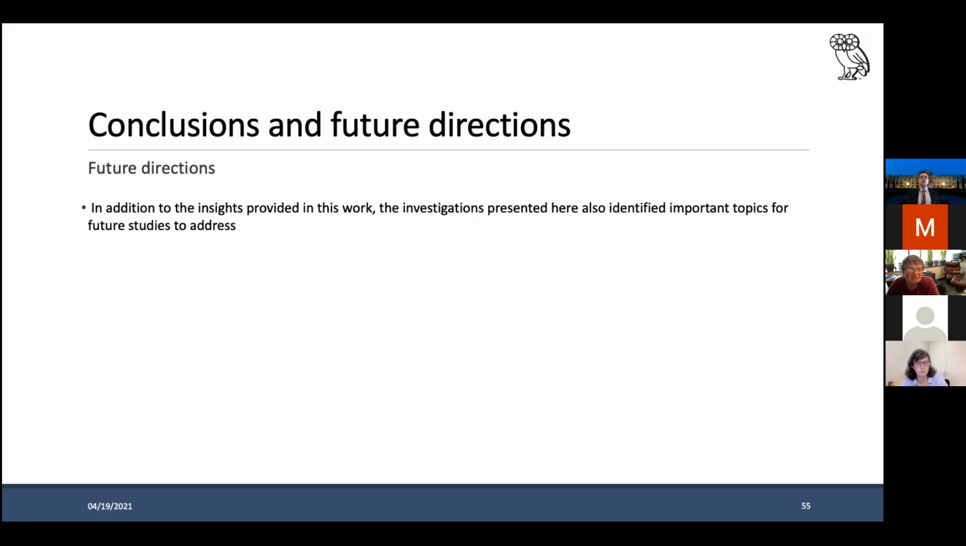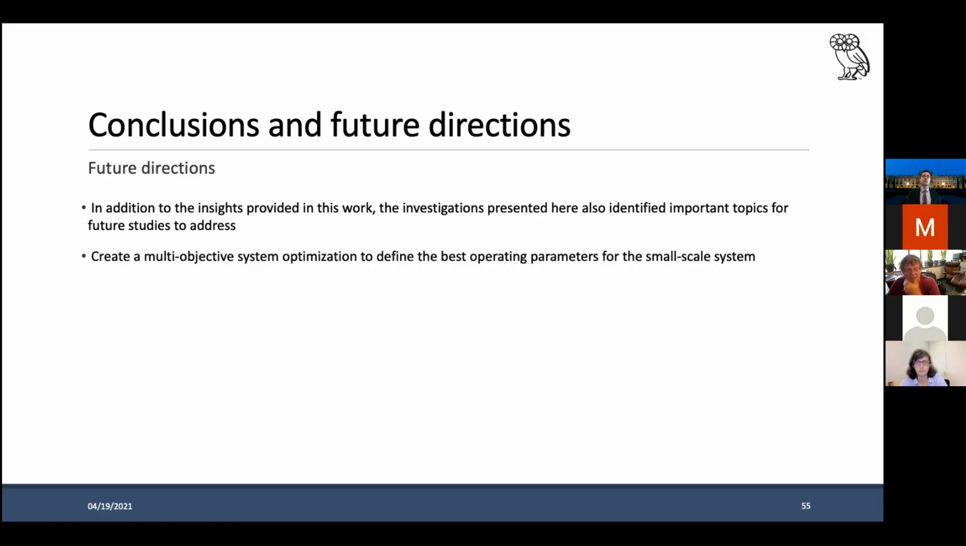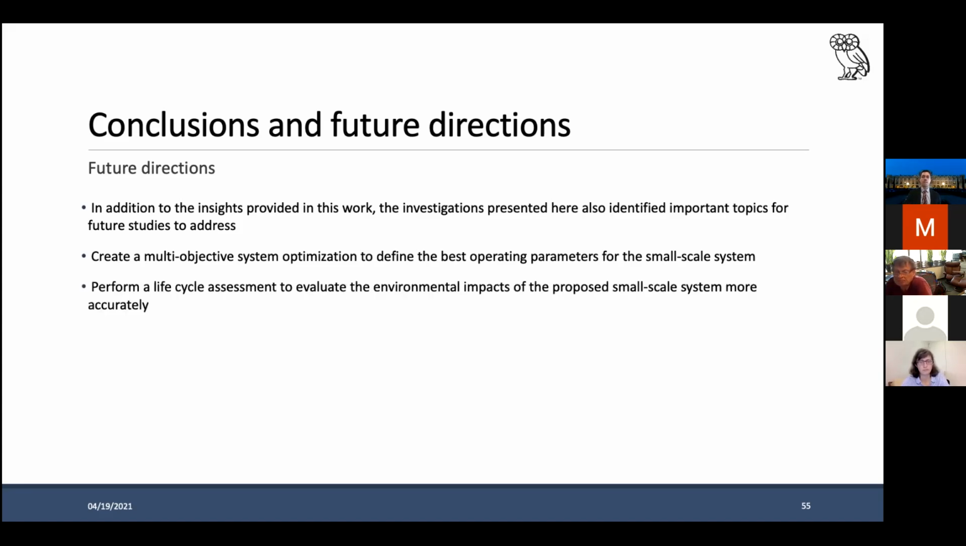There are still some open questions in the field of CPVT systems that future studies should address. A multi-objective system optimization that considers the type of solar cell, flow rate, and the size of the storage tank, for example, could be developed to obtain the best operating parameters for a small-scale CPVT system. Another important step would be to create a life cycle assessment for the small-scale system to assess its environmental impacts more accurately.